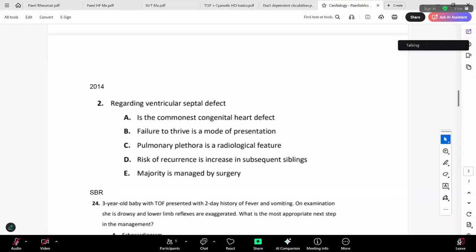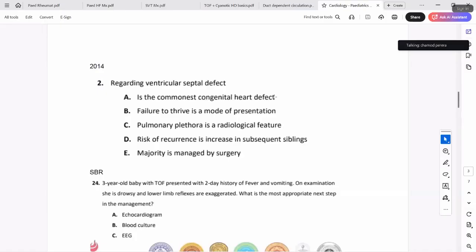Awesome. Okay. So it is the commonest congenital heart defect. That is true. Failure to thrive is a mode of presentation. That is also true. Pulmonary plethora is a radiological feature. That is also true. And risk of recurrence is increasing in subsequent siblings. Well, I am not really sure about this. So if you get a question statement like this, in Google also some say it does, some say it doesn't. So better not to mark a statement like this. And majority is managed by surgery. That is false. So you need to have an idea about the VSD, ASD, and PDA.